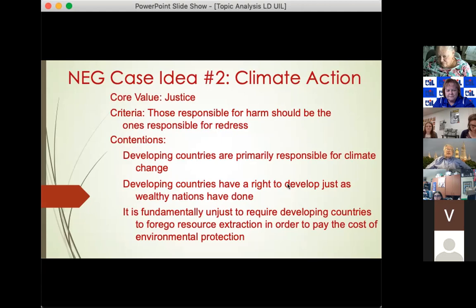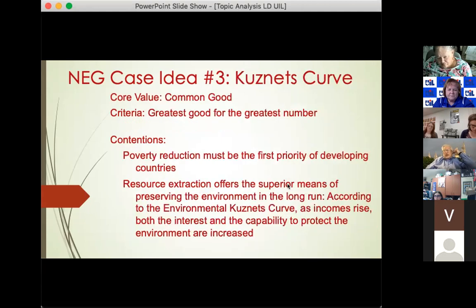And then this third argument, this is pretty controversial. You should research it yourself. It's certainly a very two-sided debate. And for people who know this debate well, there's a lot of objection to the environmental Kuznets curve, but I'd like to talk about it. This argument, and here the value could be the common good, which is really a utilitarian value, the greatest good for the greatest number.